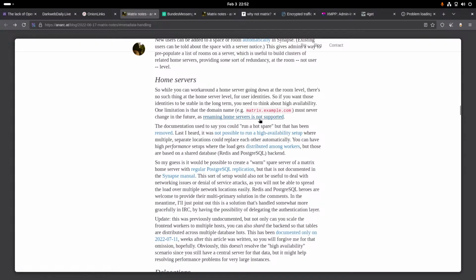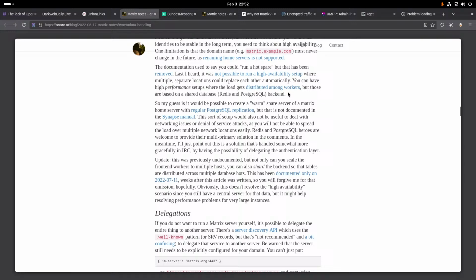You could have high performance setups where the load gets distributed amongst workers, but those are based on shared databases, Redis and Postgres backends. So my guess is it would be possible to create a warm spare server of a Matrix home server with regular PostgreSQL replication, but that's not documented in the Synapse manual.